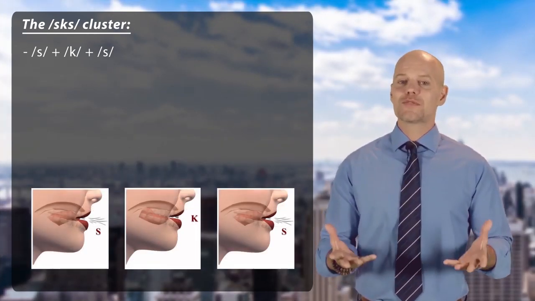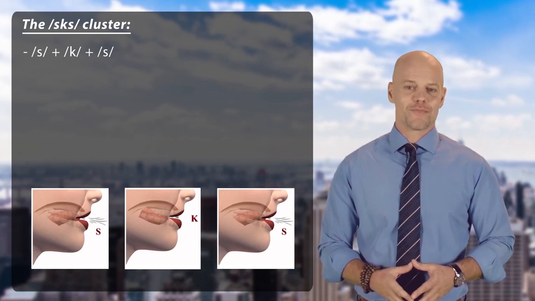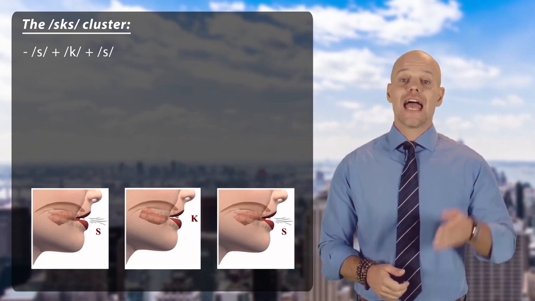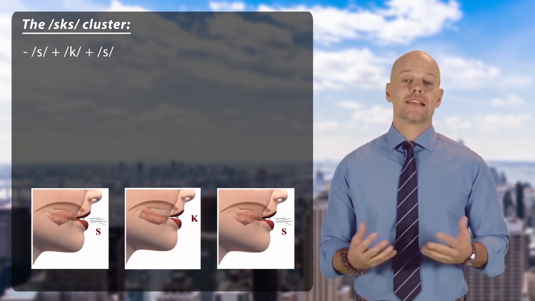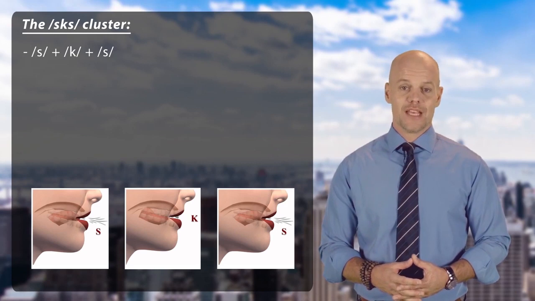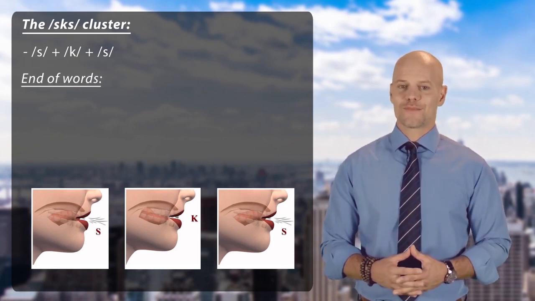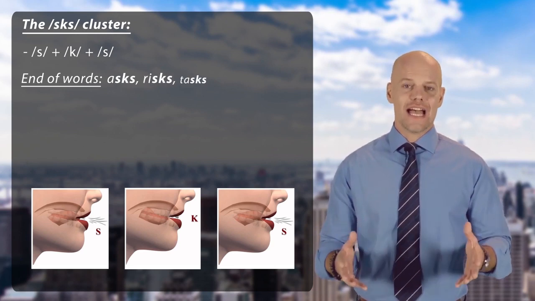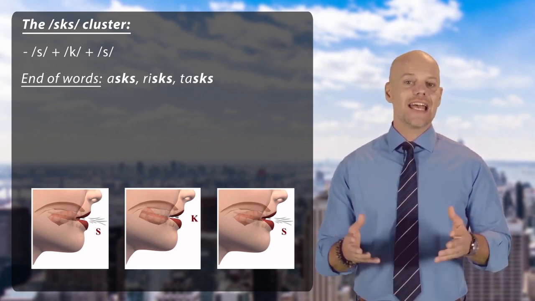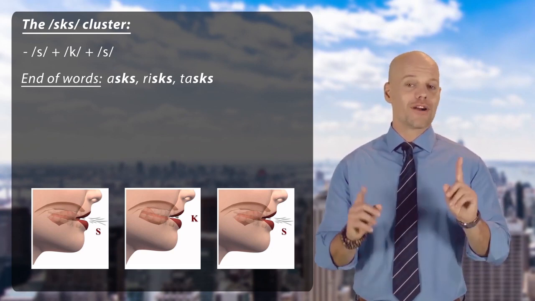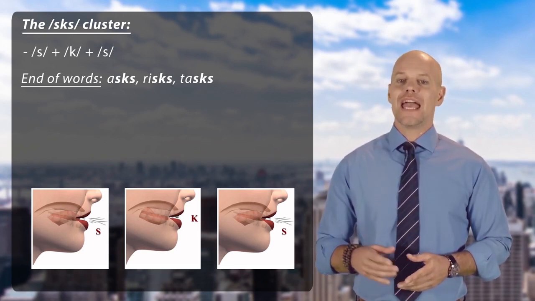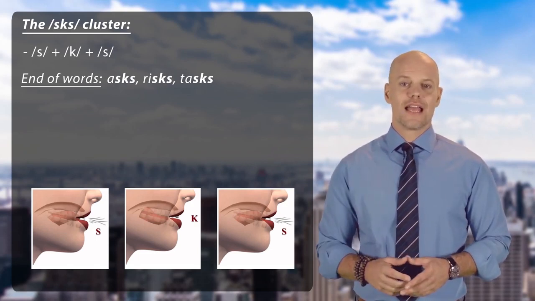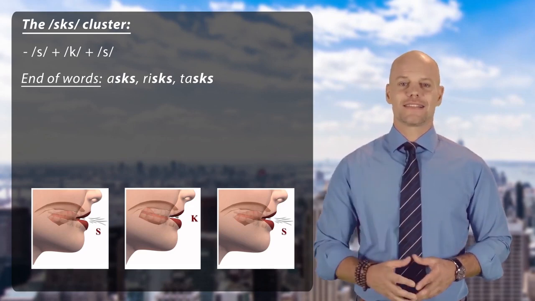Okay, now let's practice the sks in words. In English, the sks cluster almost always occurs at the end of plural nouns and singular third-person verbs. The sks at the end of words. Asks, risks, tasks. Say this part long to remember that it needs to be pronounced. Asks, risks, tasks.